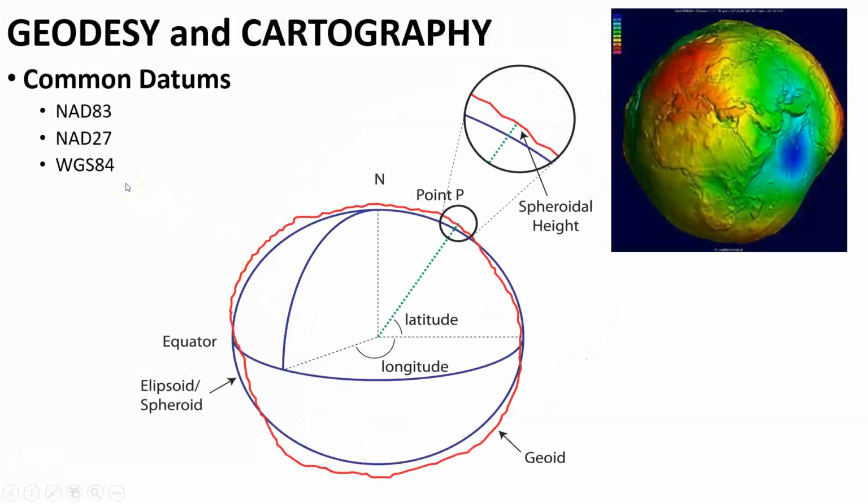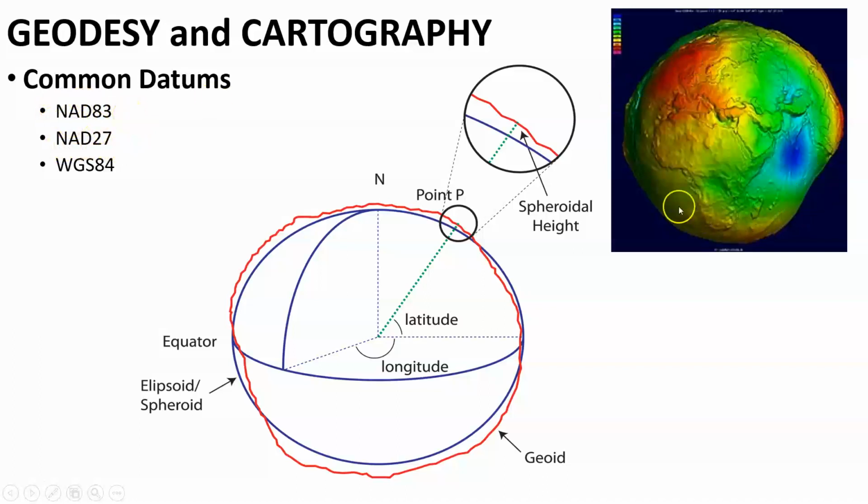The most common datums that we use in the US or North America are NAD 83, which is an update from NAD 27, and we also have the WGS 84 datum, which was introduced once we had satellite systems. GPS coordinates are usually tied to the WGS 84 datum. The reason we have NAD 83 is that NAD 27 was created with surveying, and NAD 83 is created with satellites.